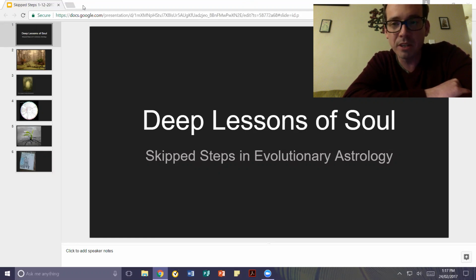skip step. So in case you don't know what skip steps are, it's a term developed by Jeff Green in his evolutionary astrology system, which involves whenever you have a planet or multiple planets squaring the lunar nodes. This has been a long-standing signature that's been considered important in astrology. So it's been known as something that the individual has to repeatedly face over and over again in their lifetime.